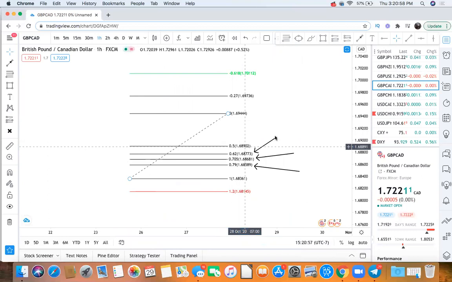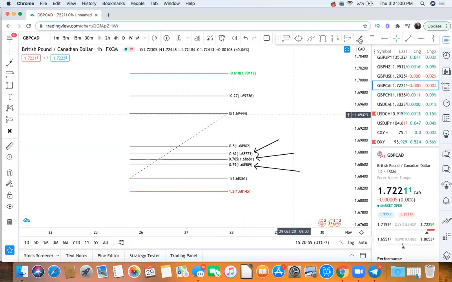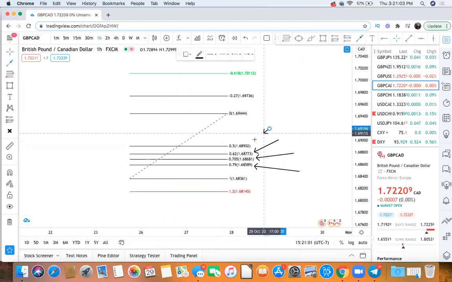And now the 0.50, you're not going to be using that one as much. That's just an equilibrium level. So I'm going to go ahead and explain what each one of them means. The 0.50, we call that equilibrium.